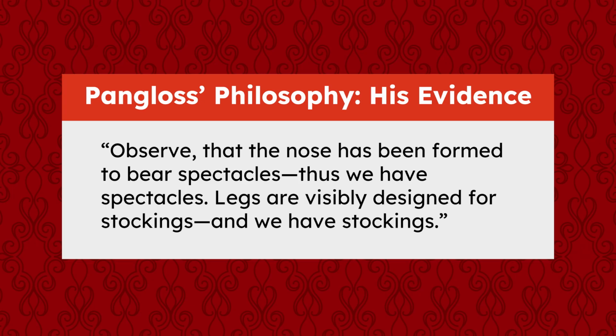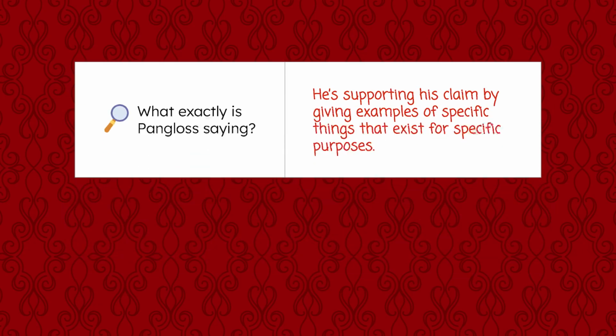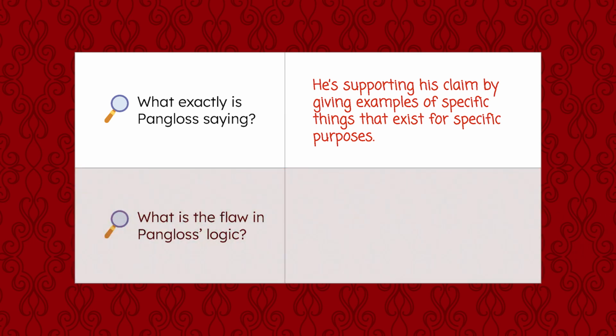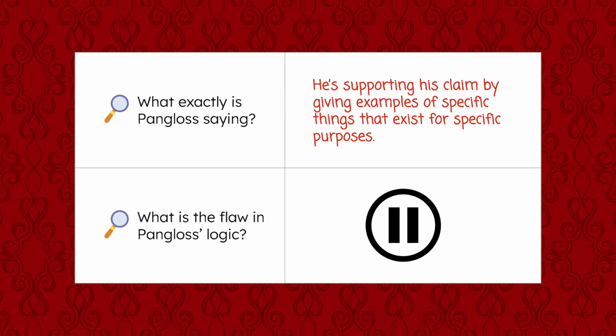So what exactly is Pangloss saying here? First, think back to his claim. Everything has a purpose and is for the best. Now he's supporting it by giving examples of specific things that exist for specific purposes. But does his argument hold any weight? Look closely at those examples. What's the flaw in his logic? Pause and add it to your notes.